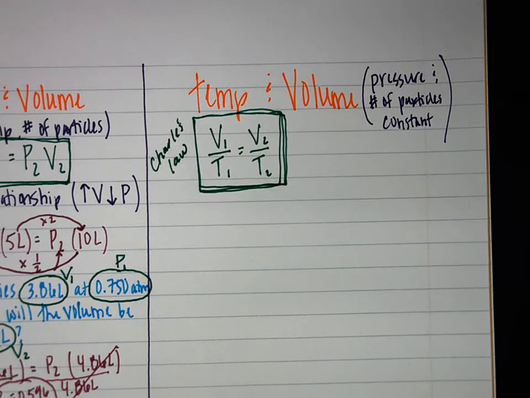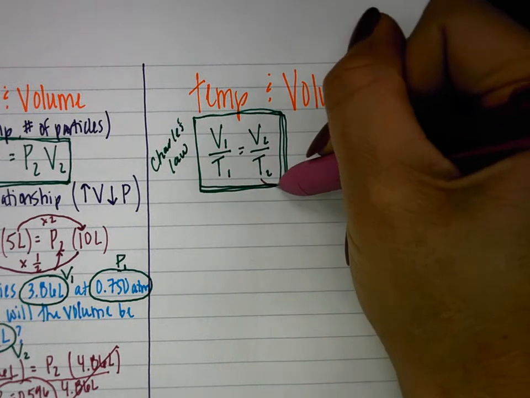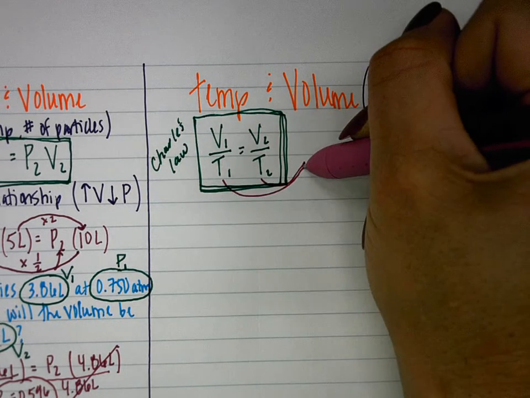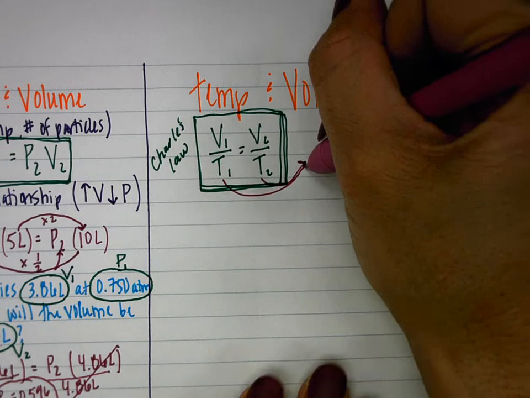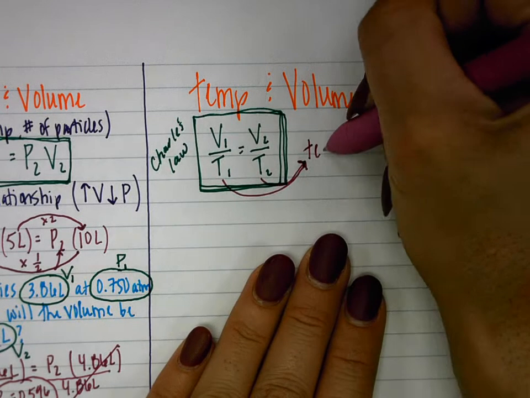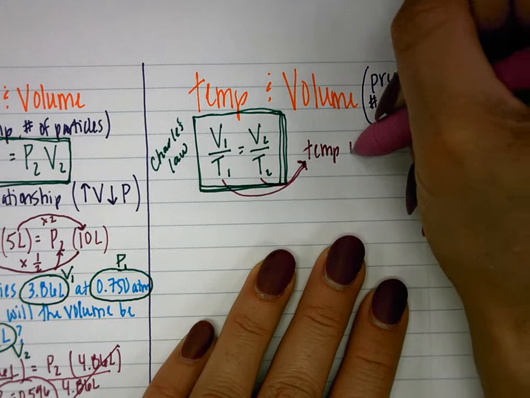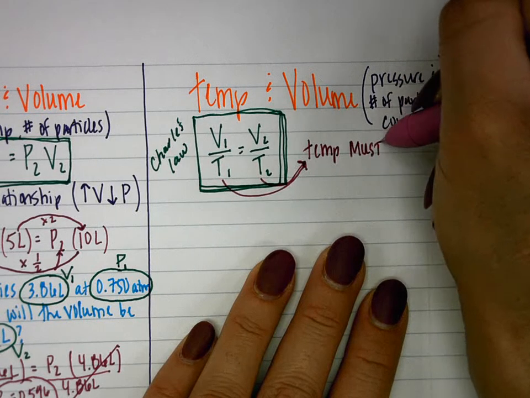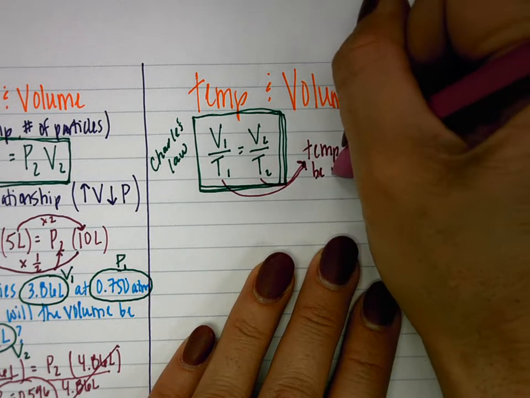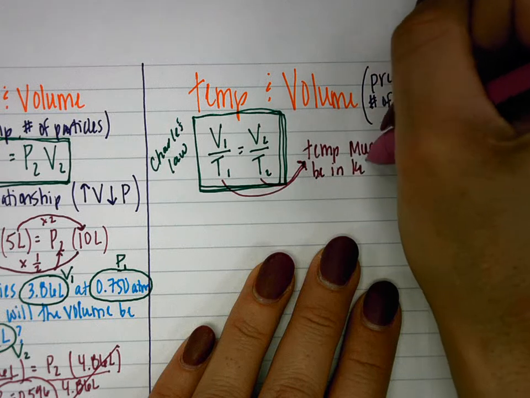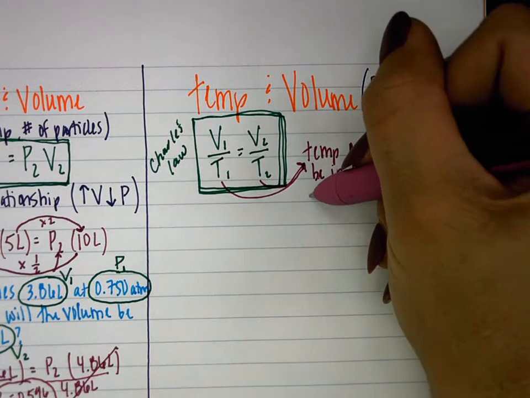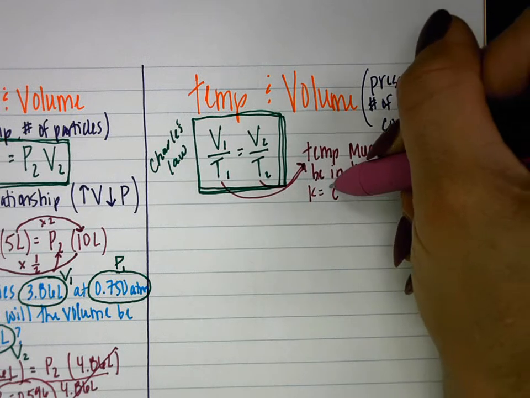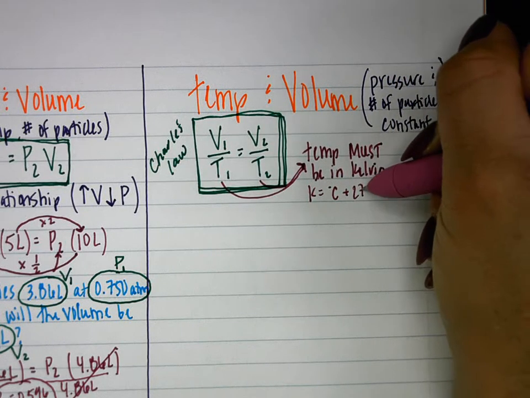Okay, super important about this, your temperature before you plug it in must be in Kelvin. If it is not, your answer will end up wrong. So your temp must be in Kelvin. And we just practiced that, right? How to get temperature into Kelvin. Kelvin equals degrees Celsius plus 273.